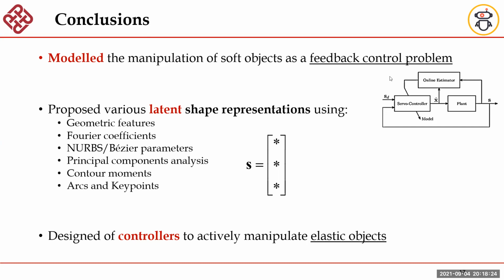We have proposed and validated many of these representation methods, some of them using very traditional geometric features. We have used Fourier coefficients. We have also used other curve descriptors such as NURBS, Bézier, PCA, contour moments, and this last work that I showed where we use arcs and key points. Our methods are mostly, but not entirely, designed for elastic objects. This last work is not really for elastic objects, so it's also for ropes.